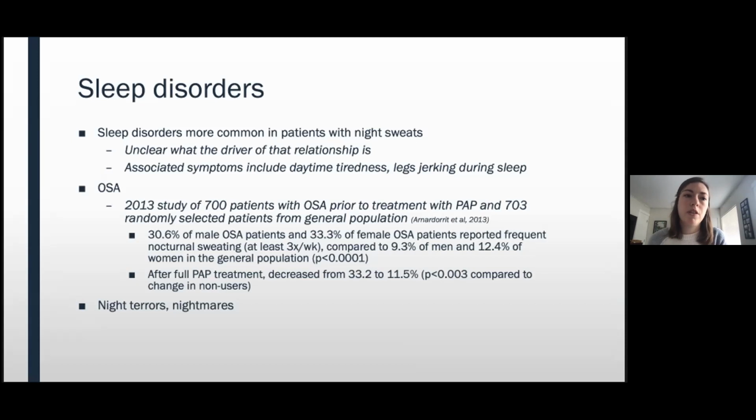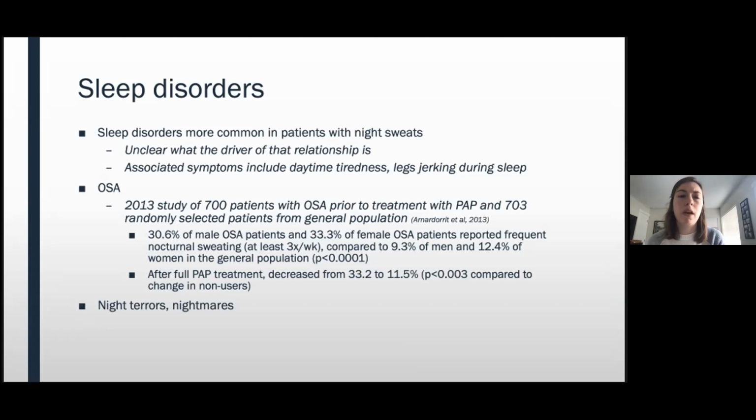And then after the patients were treated with some kind of positive pressure treatment, either CPAP or BiPAP, that number decreased from about 33% of patients experiencing frequent night sweats to about 11%, compared to patients who were not treated with PAP.